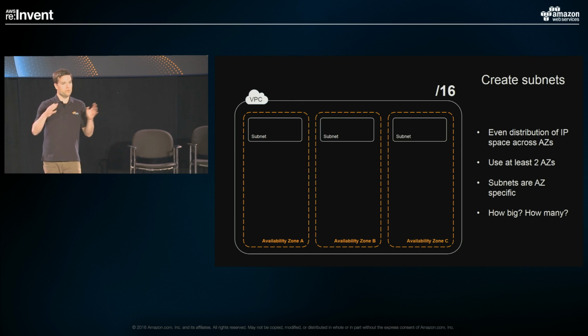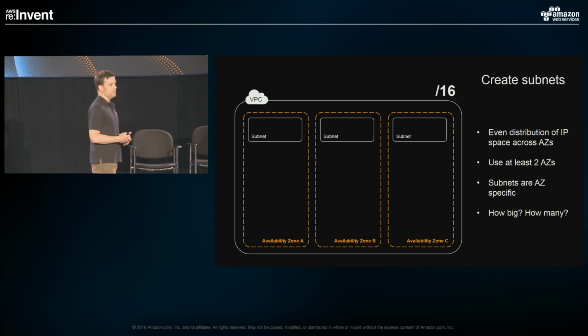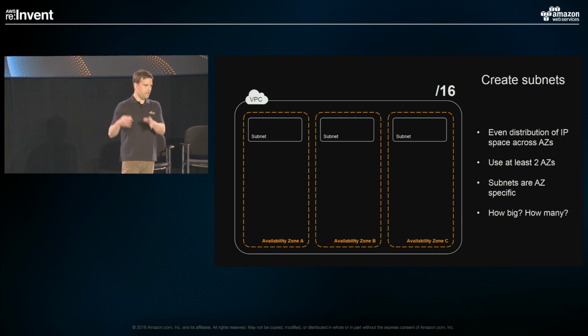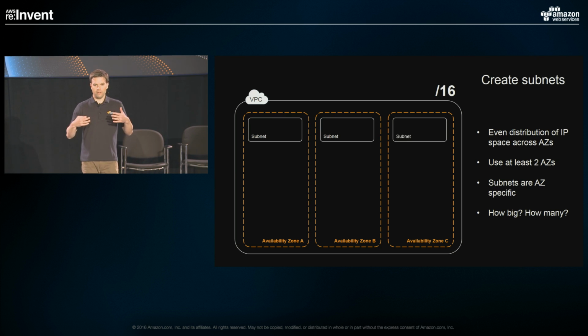Each AZ has its own resource pool. So for example, if you're in the spot market, that's a whole other market over there that you're not taking advantage of in that 3rd AZ, so plan for it. So what about subnets? How big, how many should I have?